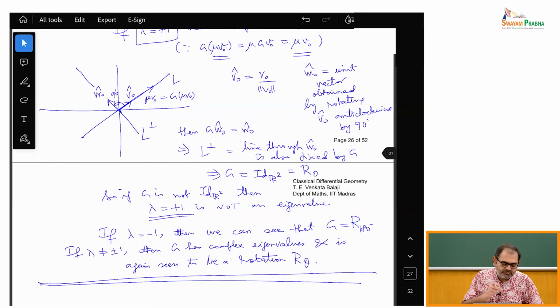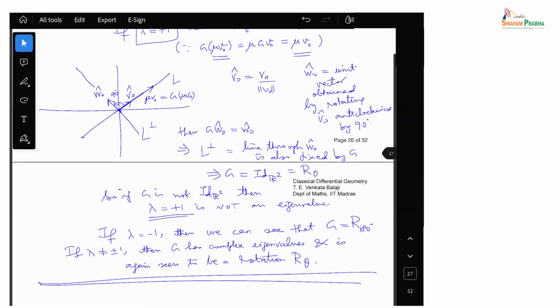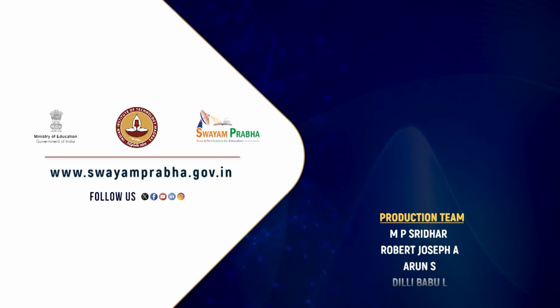So we have done this classification thing properly. What I'm going to do next is tell you something about involutes, evolutes, and parallel curves. Then I have to tell you something about the four vertex theorem, and also about the isoperimetric inequality. These are all global theorems about curves. So I will stop here.